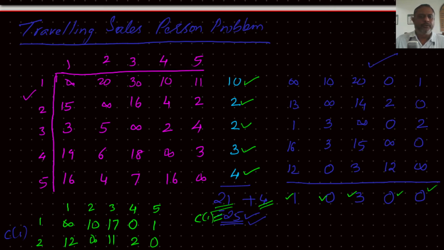So 4 to 5, if you look at here in 1 to 4, so 4 to 5 is 0, 1 to 4 is 25, and cost of 5 is 11, so that makes 36. So cost of this is 36.